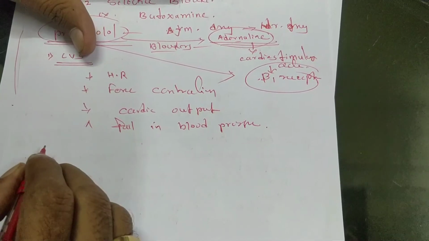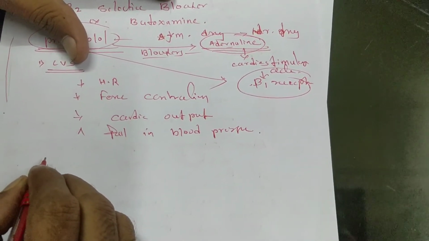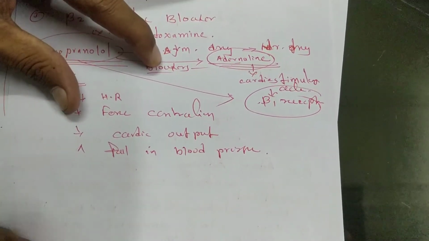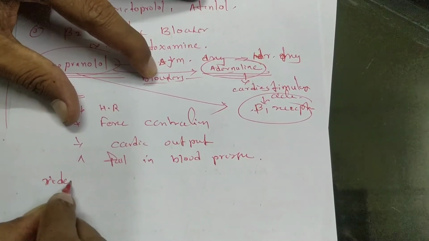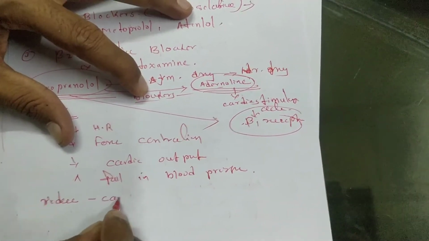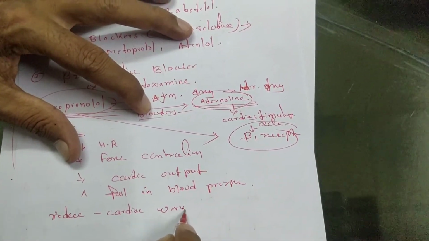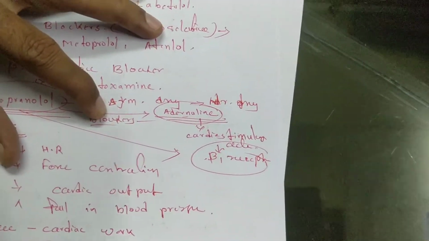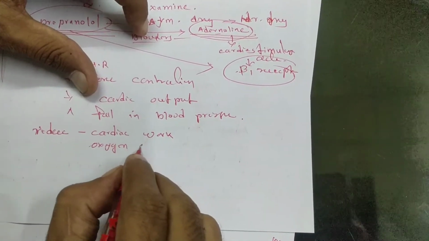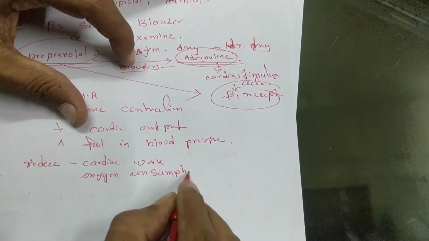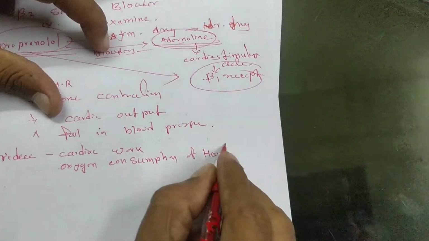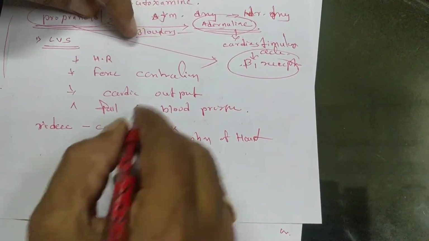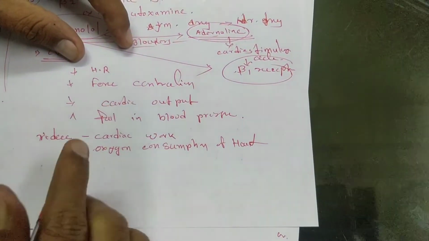Propranolol reduces the cardiac work and oxygen consumption of the heart, and blocks the stimulatory effect of adrenergic drugs.